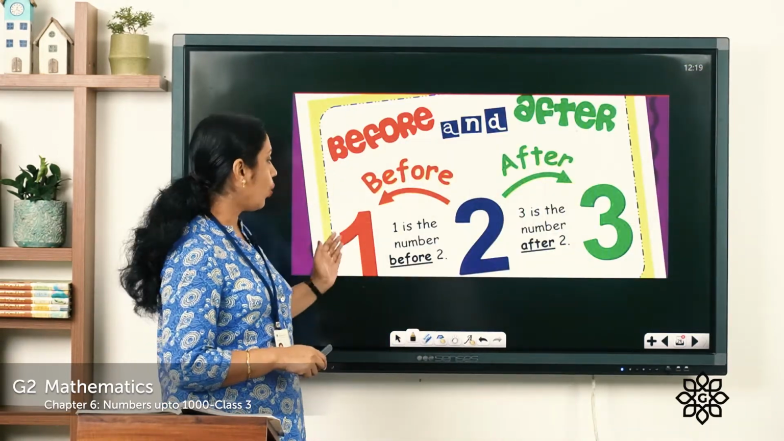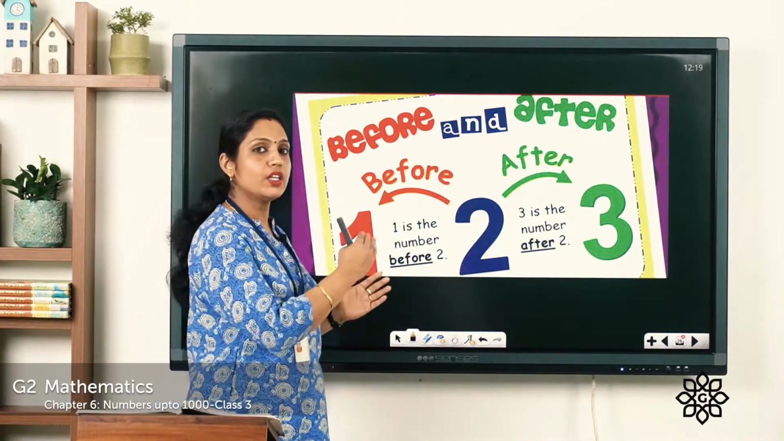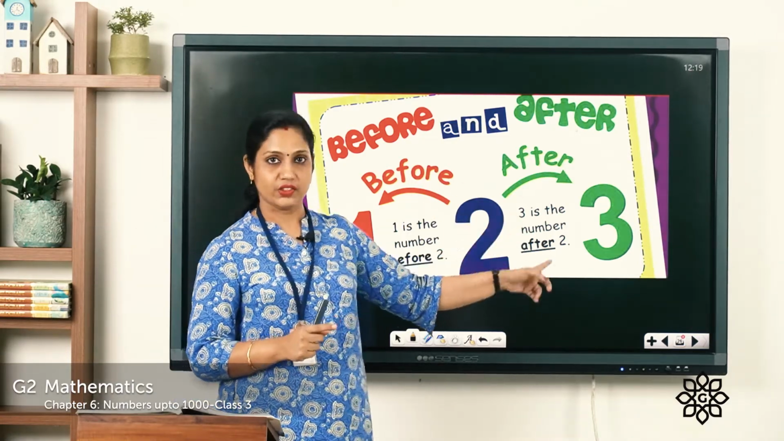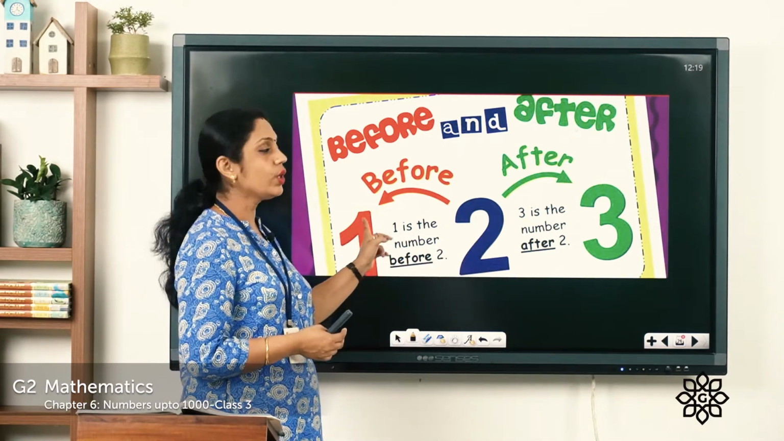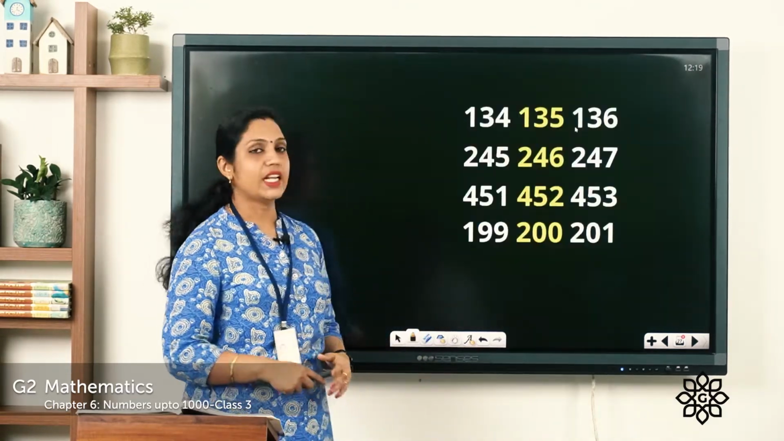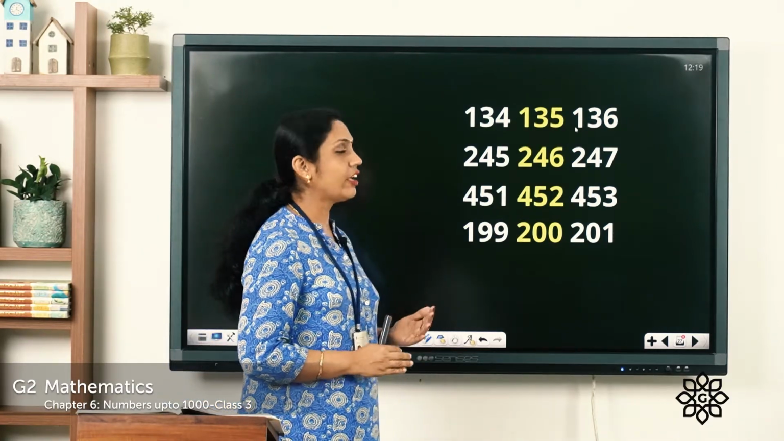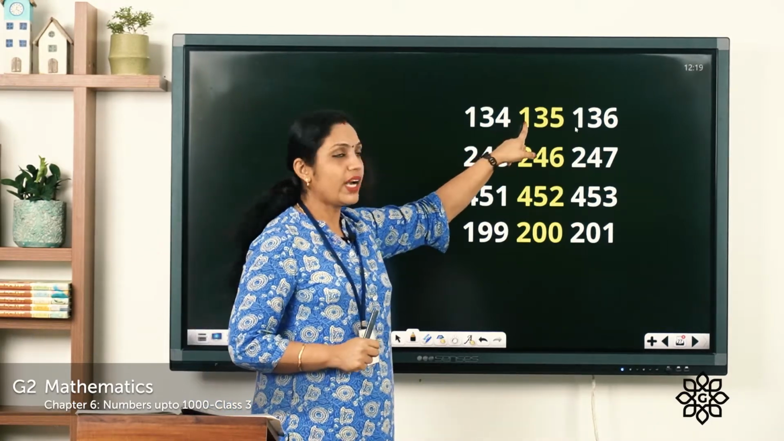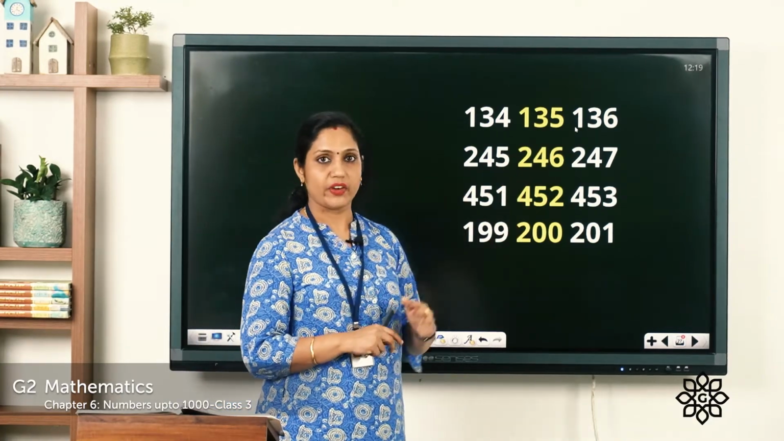In the numbers 1, 2, 3, which number comes in between? The number 2 comes in between 1 and 3. And we can also say that the number 1 is before 2 and the number 3 is after 2. So let's check some numbers. Here we have 134, 135 and 136. So we can say that the number 135 is in between 134 and 136.